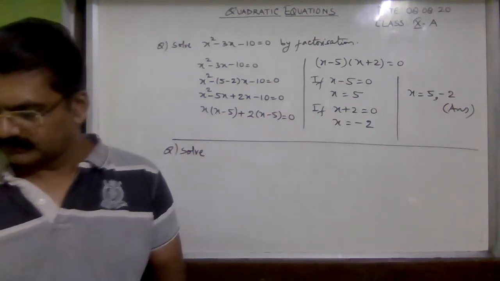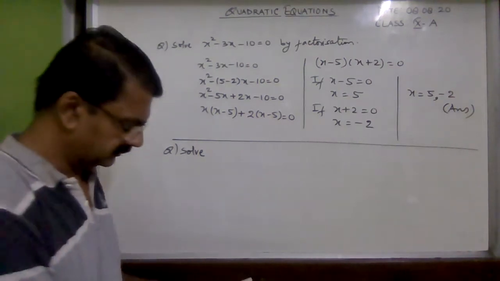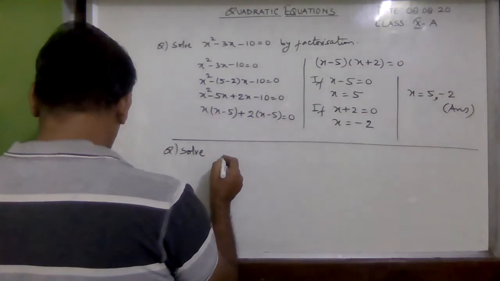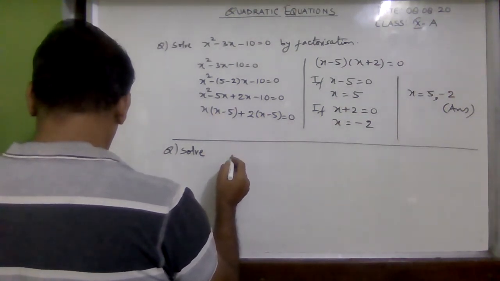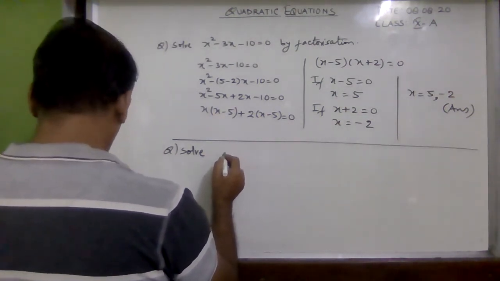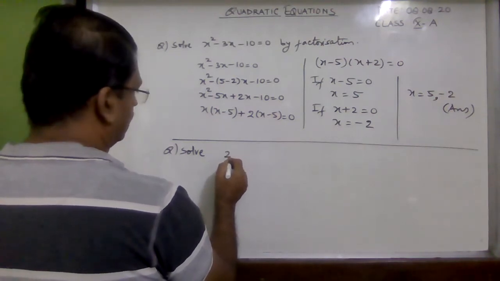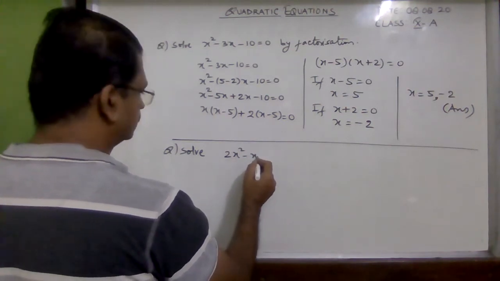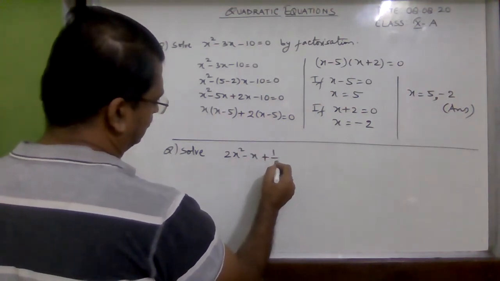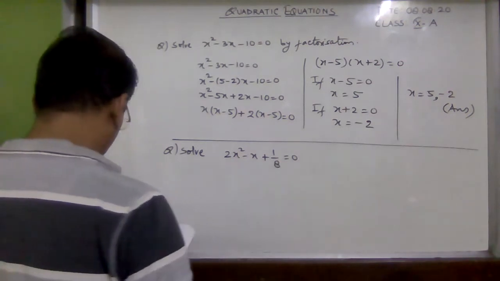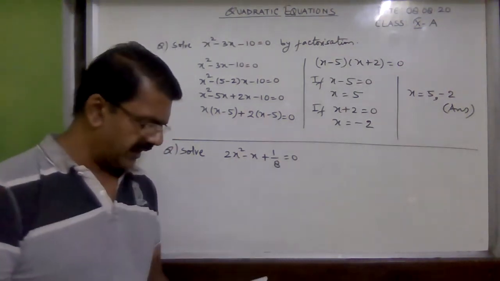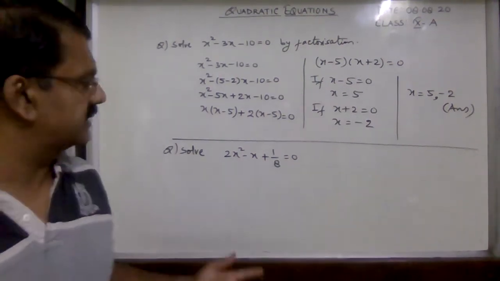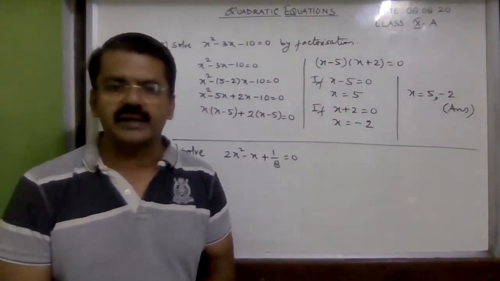Solve 2x square minus x plus 1 upon 8 is equal to 0. As the highest power of x is 2 over here, so definitely it is a quadratic equation.